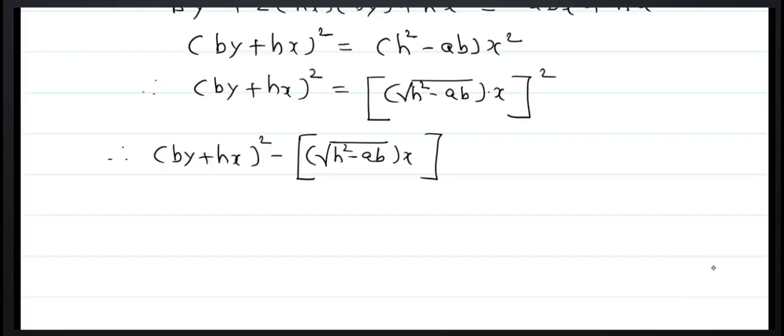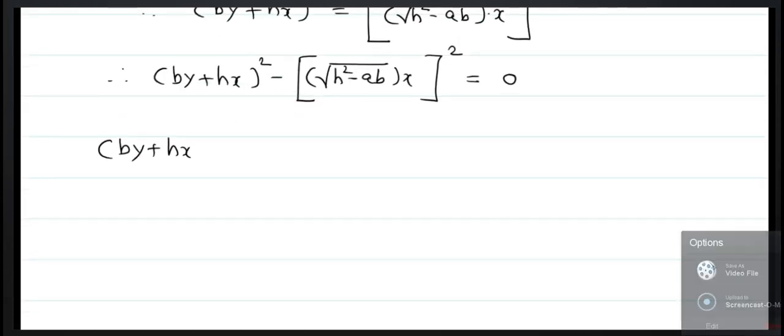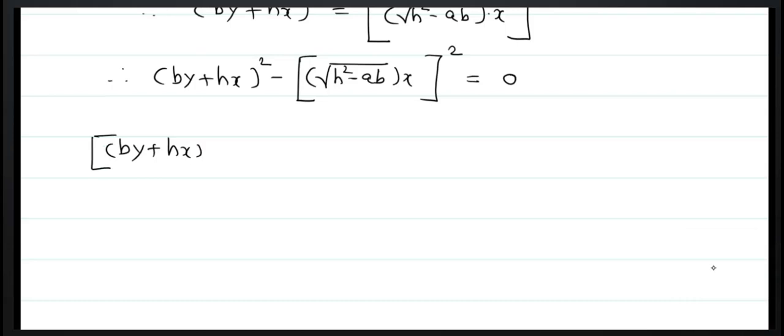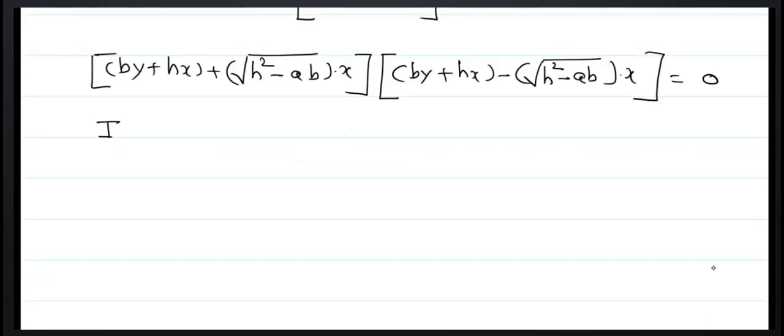Now see this again here. It is of the form a square minus b square, that is (by + hx + root of (h square minus ab) into x)(by + hx minus root of (h square minus ab) into x) = 0.